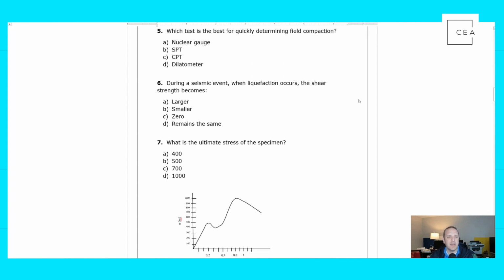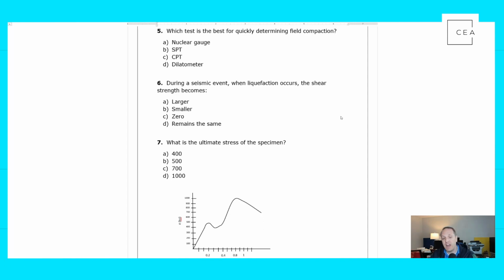During a seismic event, when liquefaction occurs, the shear strength comes from what? Or the shear strength becomes what? Sorry, let's read that again. During a seismic event, when liquefaction occurs, the shear strength becomes larger, A, B is smaller, C is 0, or D remains the same. So think about a seismic event.